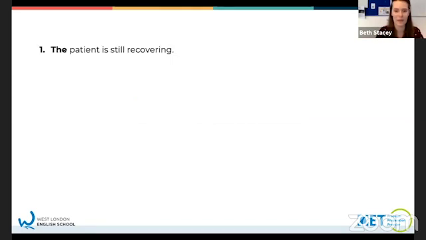So number 1, the patient is still recovering. If we say our patient is still recovering, it sounds a bit strange, because while we are saying this, it's obvious who the patient is because of the word still. It means they were recovering in the past and they are still recovering now. So we already know who the person is. So that means it's the second or probably third, fourth, fifth time that we're hearing of this.